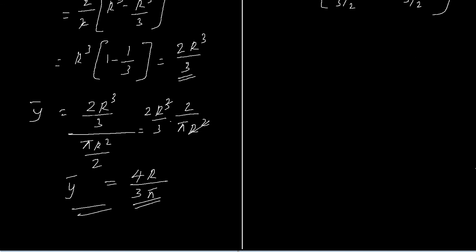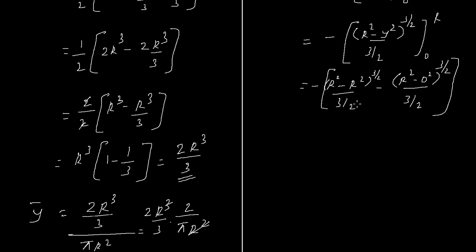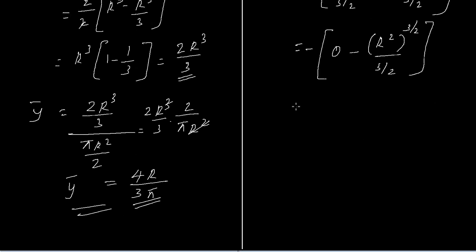And now let's see what happens on the second method here. So you have a minus sign outside, and this is r squared minus r squared, so you can cancel the first term, so 0 minus, this is r squared minus 0 square, so that will give you r squared all raised to 3 by 2 over 3 by 2, and that will give you minus and minus, that will turn to plus, r square raised to 3 by 2 is r cube over 3 by 2, that is 2r cube over 3.